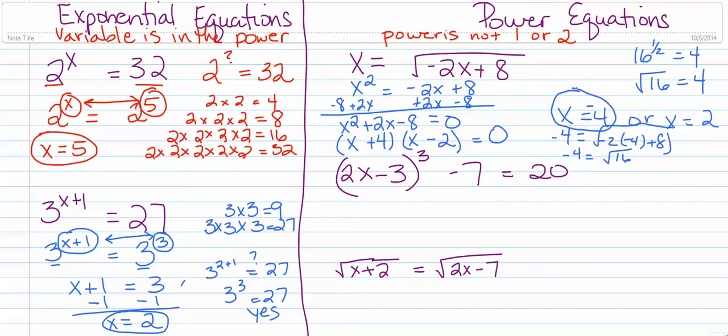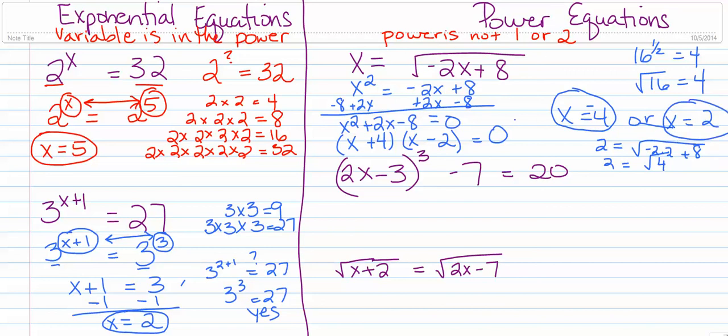And I don't have much space here. So now I'm going to try putting the positive 2 in and see what I get. So does positive 2 equal the square root of negative 2 times 2 plus 8? Negative 2 times 2 is negative 4. Negative 4 plus 8 is 4. Does the square root of 4 equal 2? Sure it does. So x equals 2 is also an answer. I have two answers to that first one: x equals 2 or x equals negative 4.